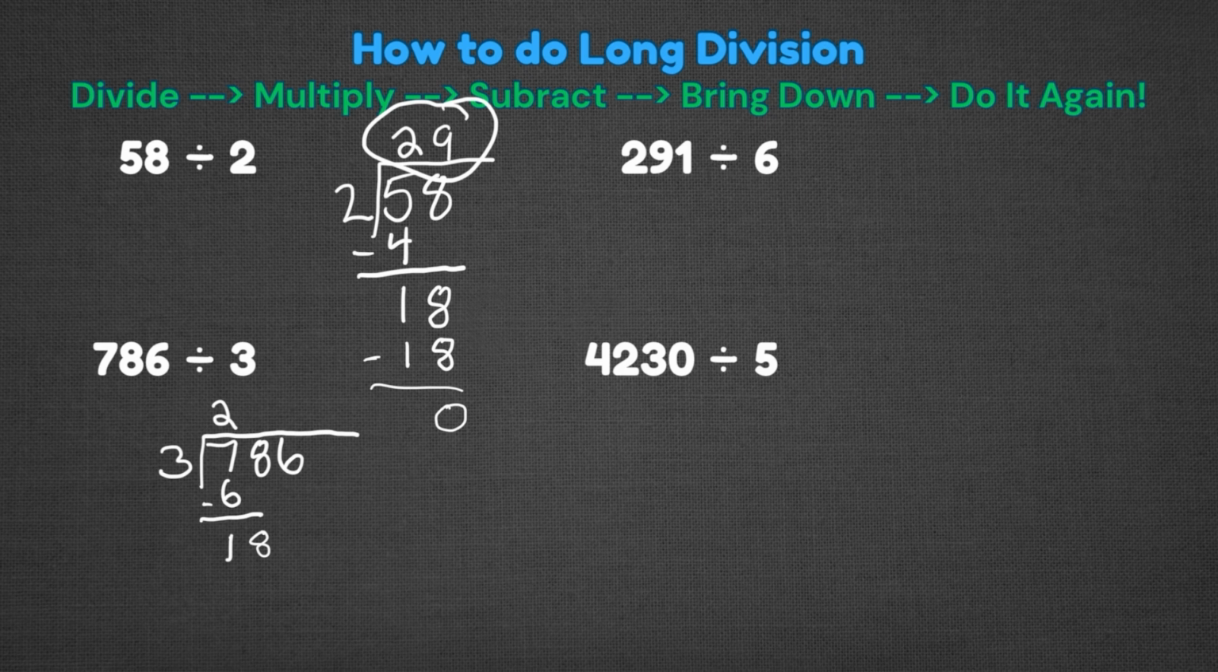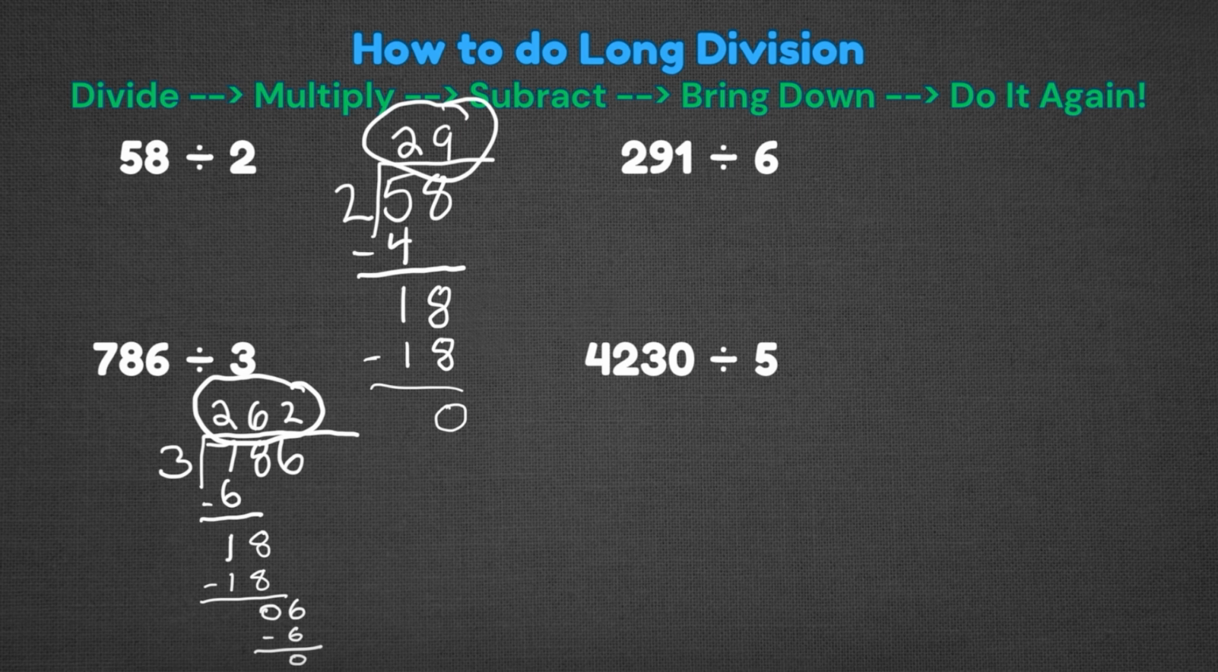3 goes into 18 6 times. 6 times 3 is 18. And we're going to subtract. And we're going to pull down the 6. 3 goes into 6 2 times. 2 times 3 is 6. And this is going to be nice and perfect. The answer of 786 divided by 3 is 262.